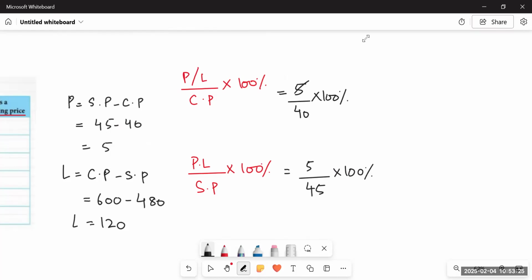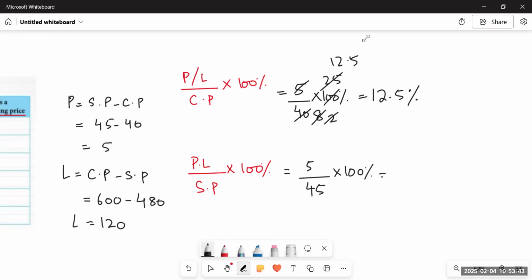Now we will simplify it. 5 ones are 5, 5 8s are 40, 4 2s are 8, 4 25s are 100, 2 ones are 2, 2 12.5s are 25, 100%. So the percentage of profit as a percentage of cost price is 12.5%.